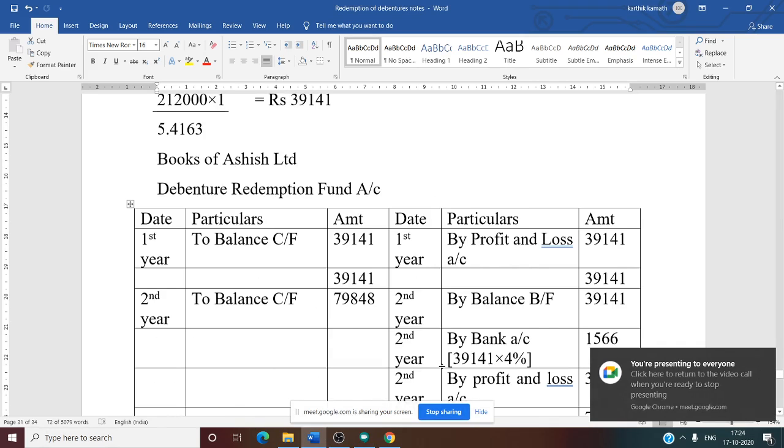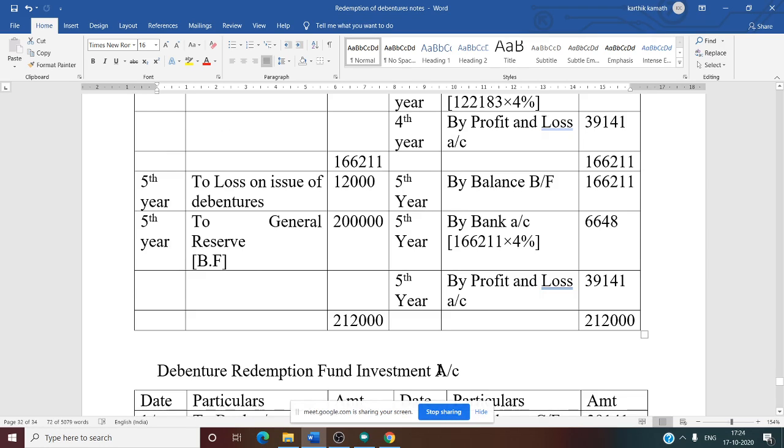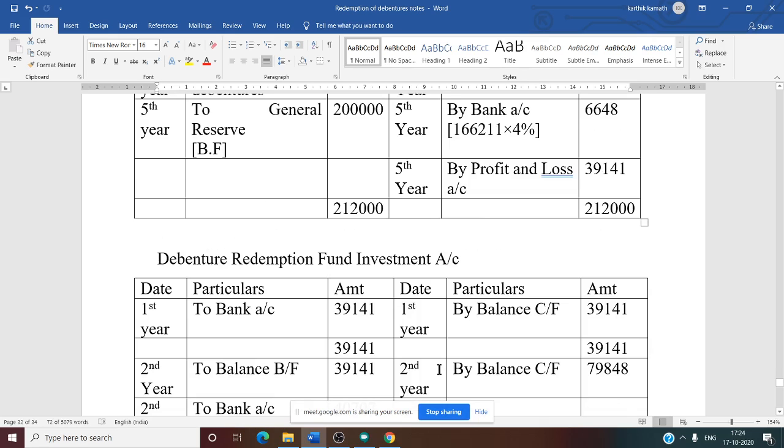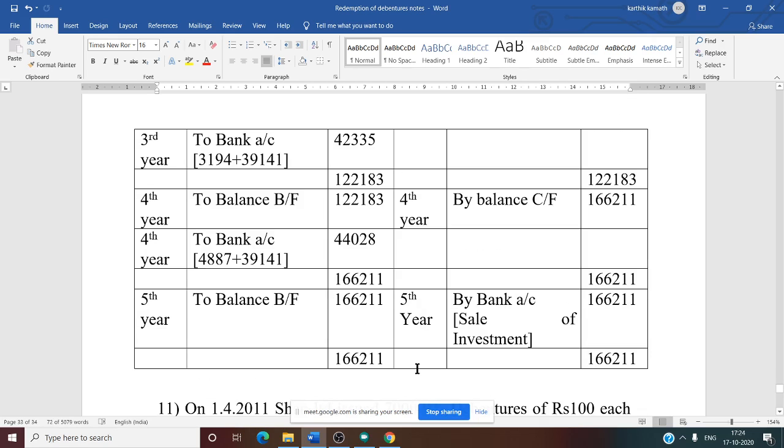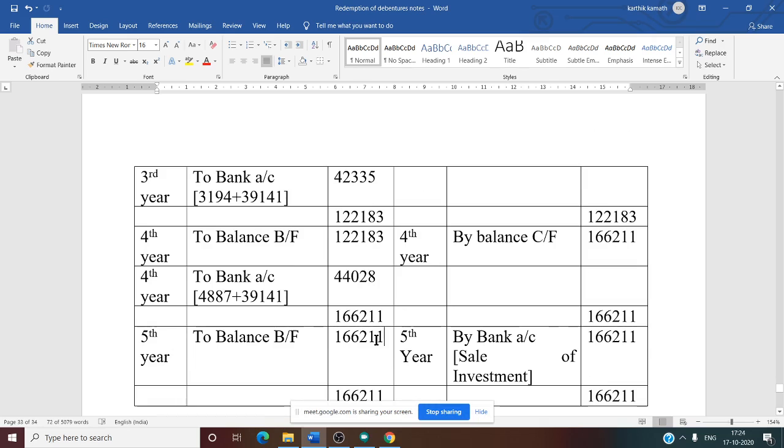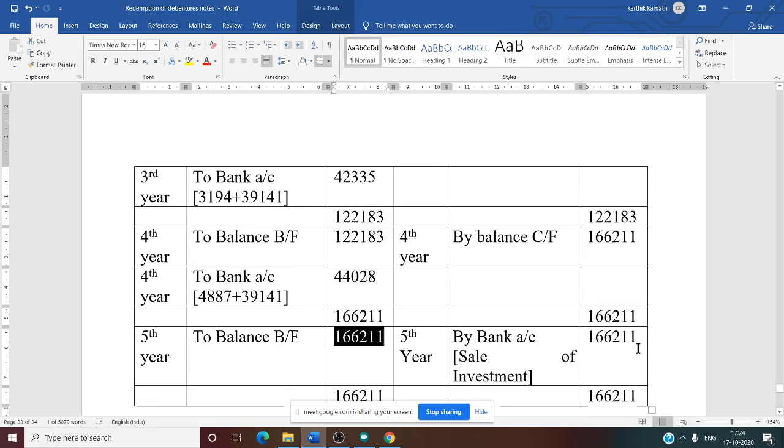What do we mean by par value? Par value means that whatever the actual amount is, the investments are sold at that amount itself. That means this is the actual available amount, and the same amount is received for the investments in the bank account. Why the bank account? Whenever investments are sold, bank account is debited and debenture redemption fund investment account is credited.